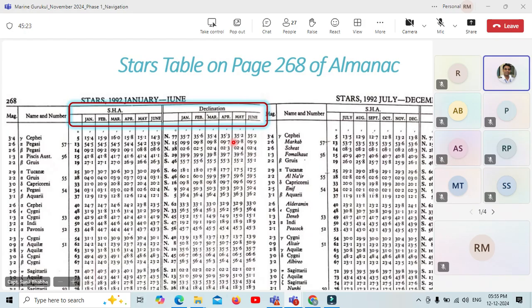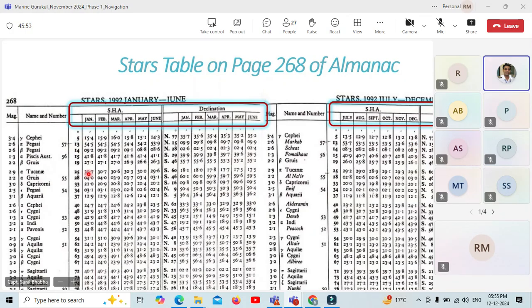Now on the right side of the page, we have the SHA and declination of the stars given from July to December. So the right side page gives us the required information for the last 6 months of the year, July to December. You have the SHA followed by the declination. Again, the same format is used. Degrees are given in the beginning and the number of minutes are shown under each and every month.